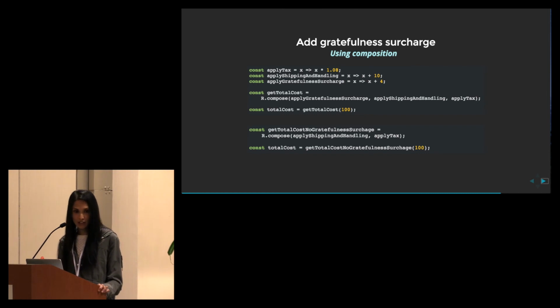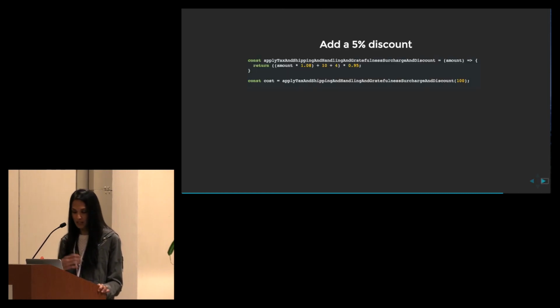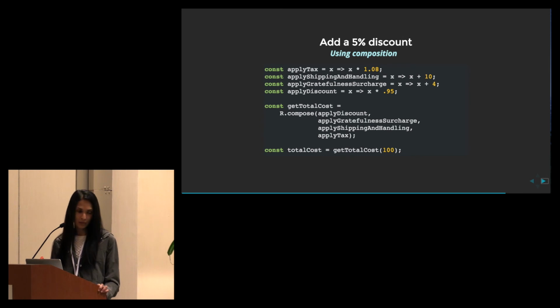And later, you want to add a 5% discount. You can go and update your function to add the 5% discount and do this. Or you can use composition and create a new function called apply discount and simply compose and put the apply discount in your composition stack.